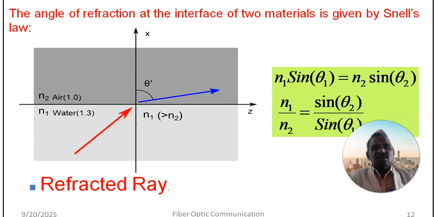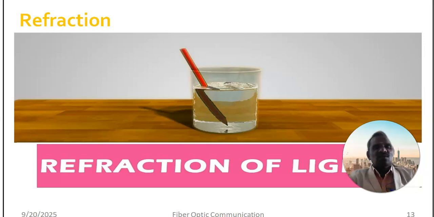It is given by Snell's law, N1 sin theta 1 is equal to N2 sin theta 2. So N1 by N2 is equal to sin theta 2 divided by sin theta 1. This is called a refracted ray, as when a pencil or a pen is inserted into a beaker which contains water, it will not be in a straight line, it will appear bent. This is called refraction of light.